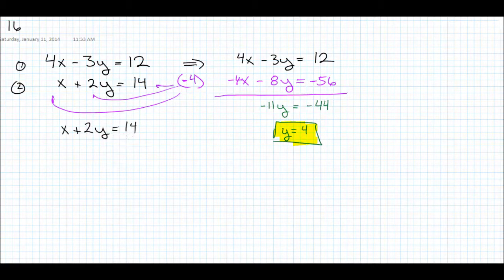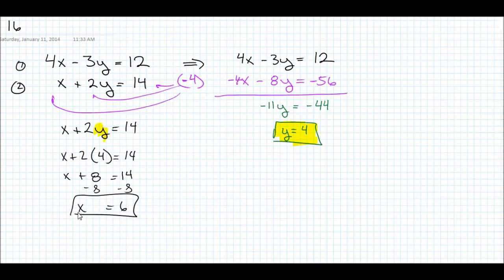Okay, now we just plug in for y. We've already solved it, so let's rewrite the equation. x plus 2, we found out y was 4, equals 14. So x plus 8 equals 14. Subtract 8 on each side, and we get x equals 6. So our solution set is x comma y, so (6, 4) is our solution set. And again, you can double check and it works out perfectly.